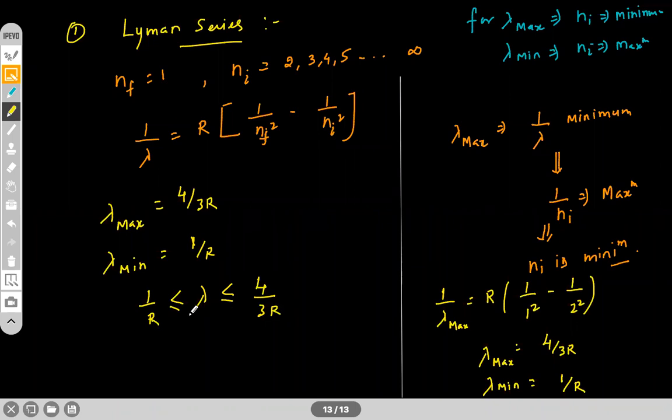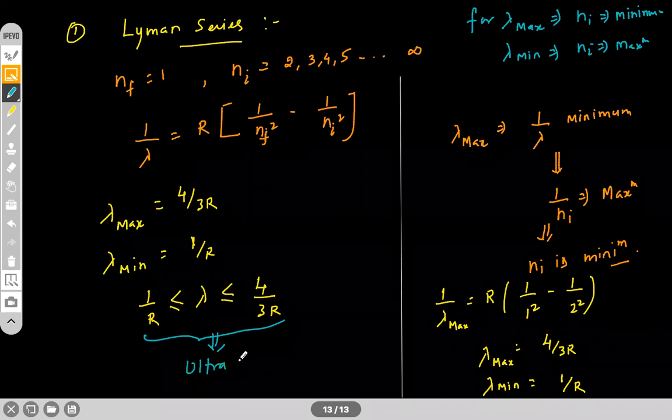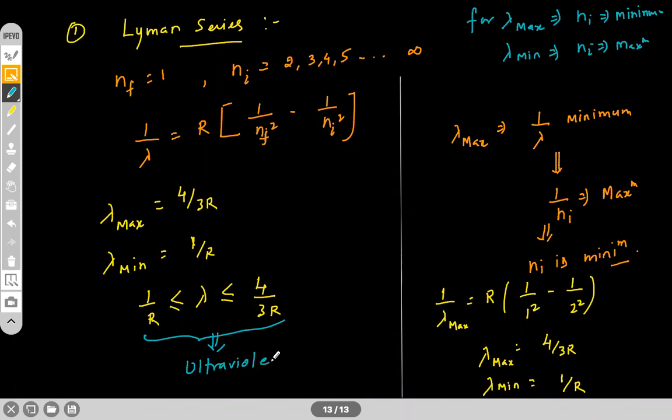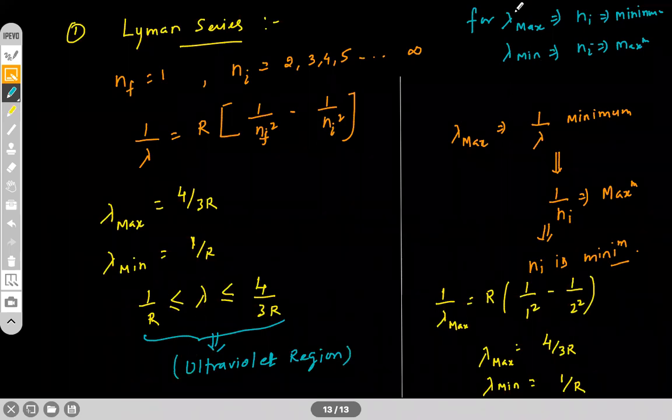So when you substitute the value of R, because R is a constant only, we'll get the range of wavelength over here. You don't have to substitute it. And this range is found to be in ultraviolet region. This is what you need to memorize. Ultraviolet region. So the Lyman series falls in ultraviolet region.